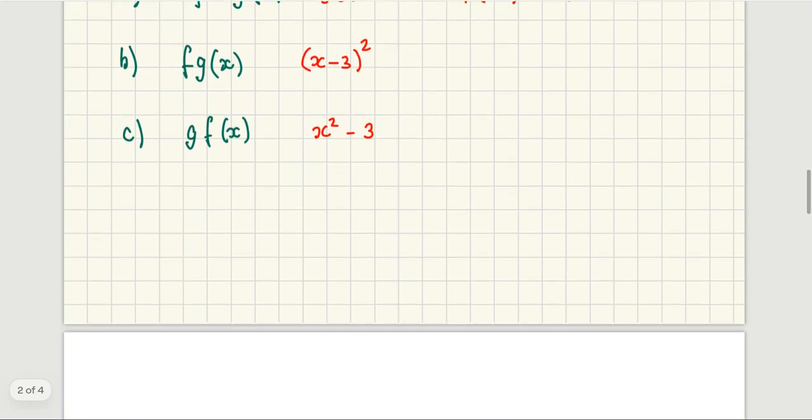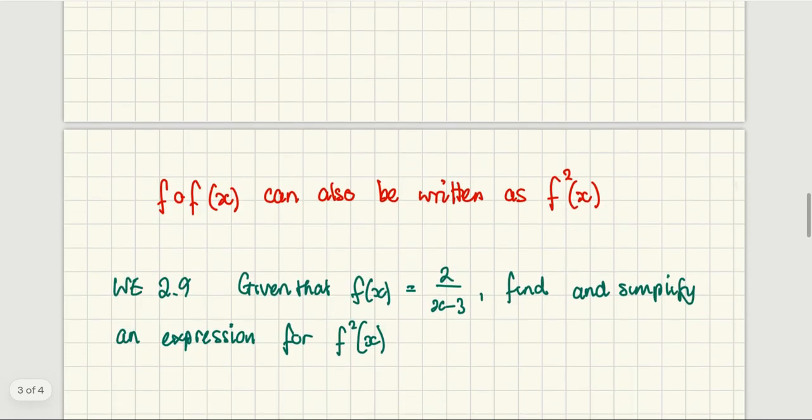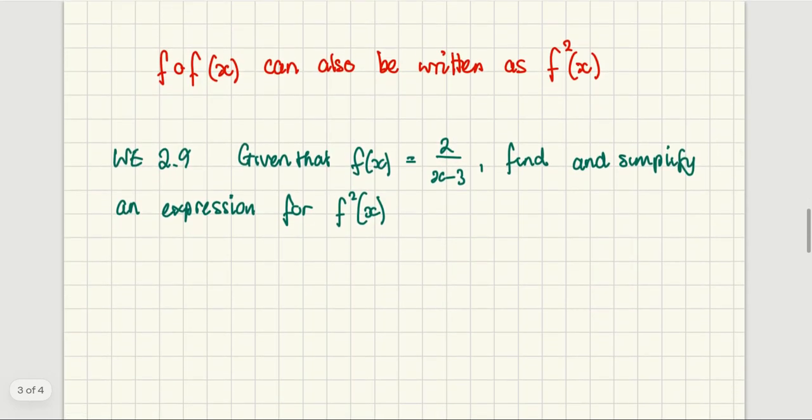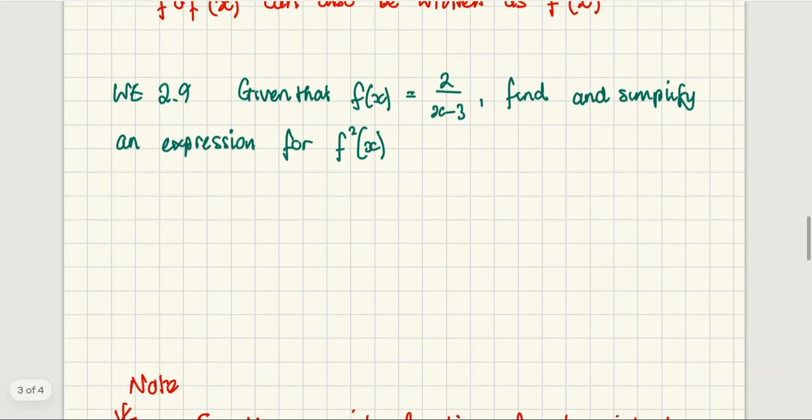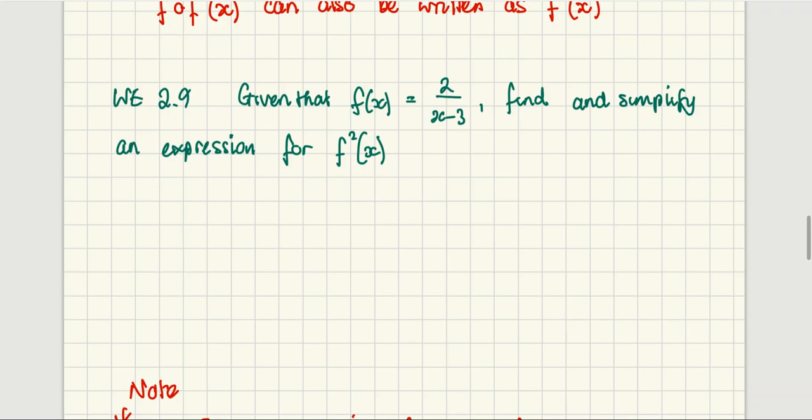There's a couple more. So f of f of x can be written as f squared of x. It doesn't mean you're squaring it though. That's the thing. It means you're doing it twice. So given that f of x is 2 over x minus 3, how do we find f squared of x? Plug in 2 over x minus 3. Go for it. You do it. I'll pause. You guys can do it.